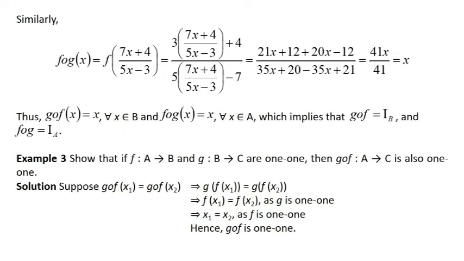One more example: show that if f maps A to B and g maps B to C are 1-1, then gof, A to C, is also 1-1. So it is a very straightforward proof.